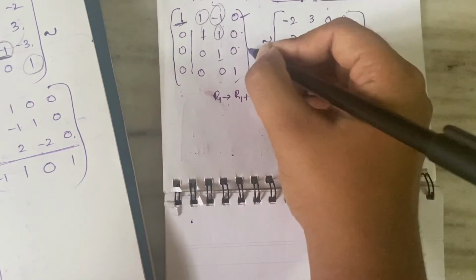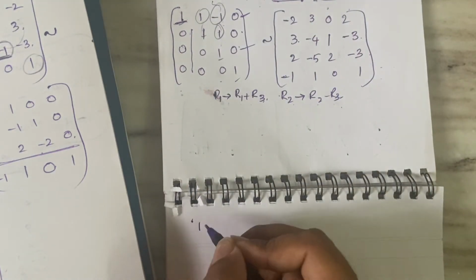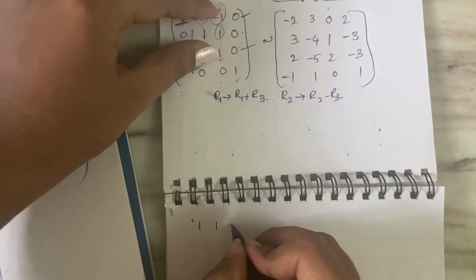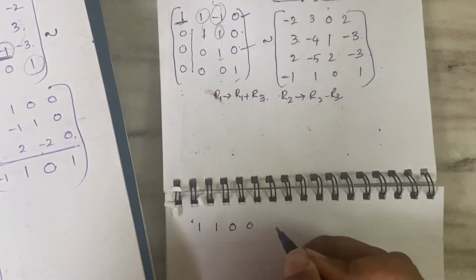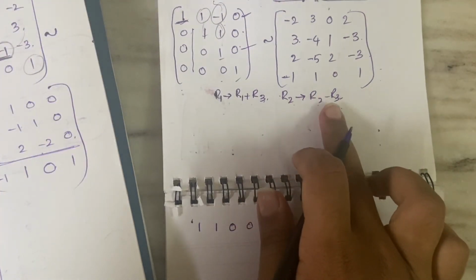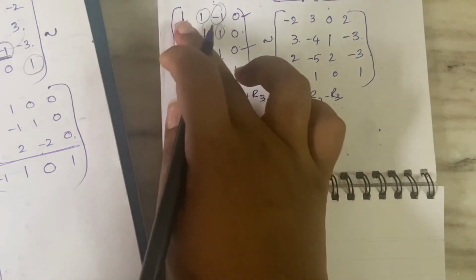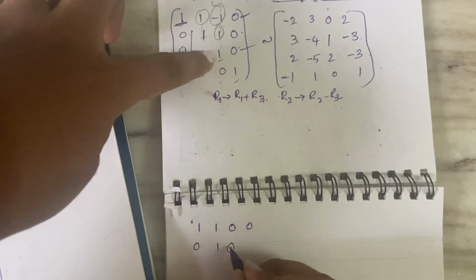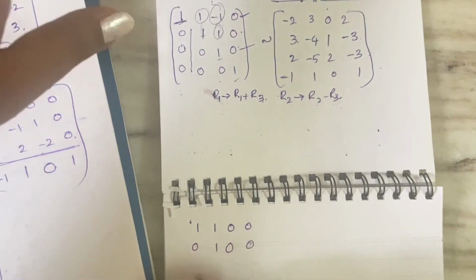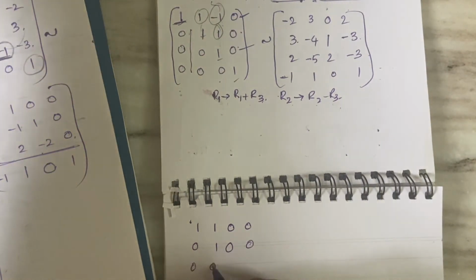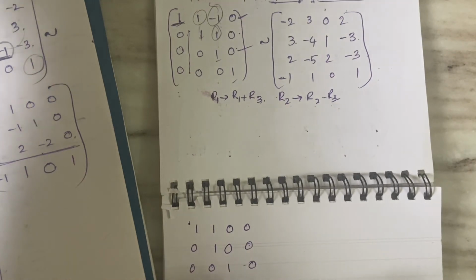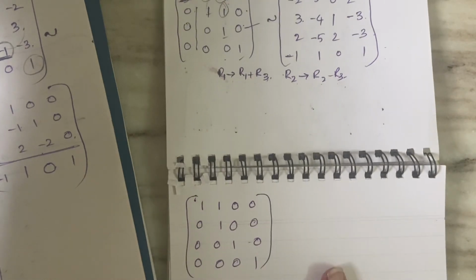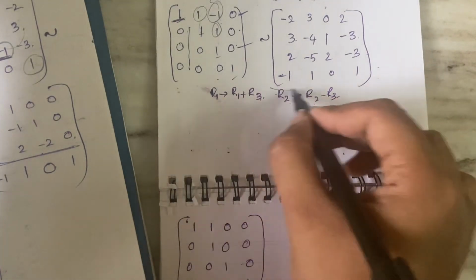R1, R3. 1 plus 0, 1. 1 plus 0 is 1 again. Minus 1 plus 1, 0. 0 plus 0, 0. Okay. R2 minus R3. R2 is R2, 0 minus 0, 0. 1 minus 0, 1. 1 minus 1, 0. 0 minus 0, 0. Okay. R3, R4 as it is. 0, 0, 1, 0. 0, 0, 0, 1.